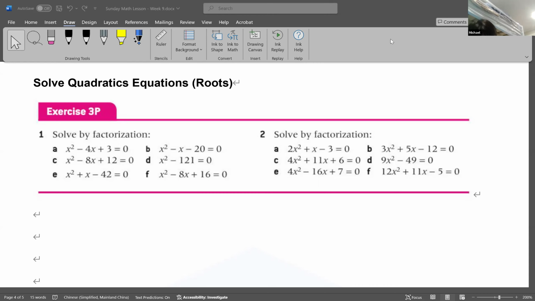Hannah, tell me when you finish F, okay? Are we meant to do 1 and 2? Yes, yes. But tell me when you finish one. I'll check answers.